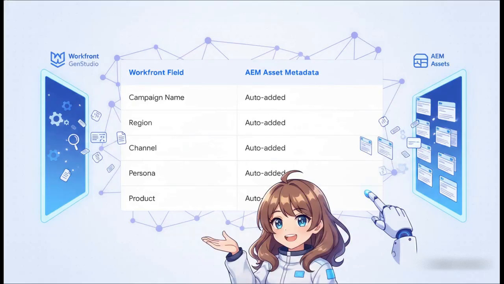And hey, speaking of metadata, take a look at this integration mapping. When you link up AEM Assets with Workfront Planning and GenStudio for Performance Marketing, standard campaign metadata just flows seamlessly. We're talking fields like campaign name, region, channel, persona, and product pulling straight from Workfront and automatically populating the AEM Assets metadata. This makes finding the exact asset you need for a specific campaign an absolute breeze. Literally, no more manual tagging of campaign details.